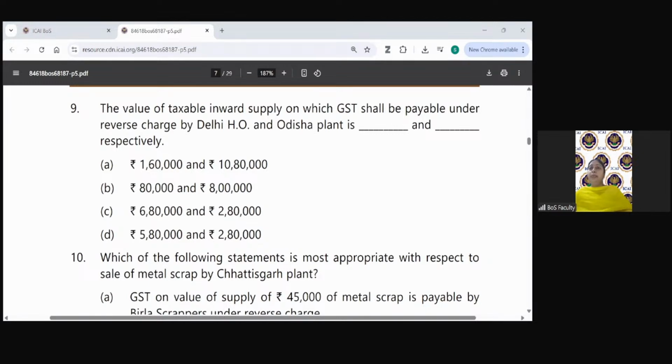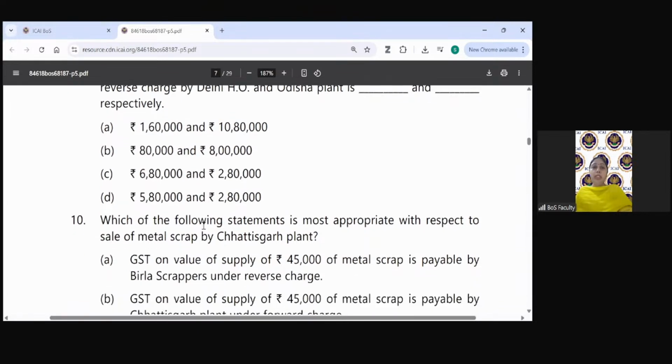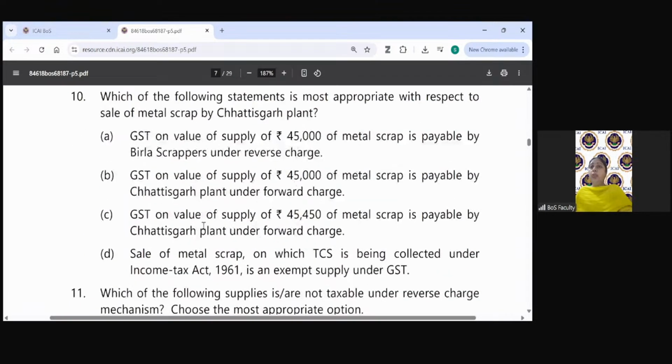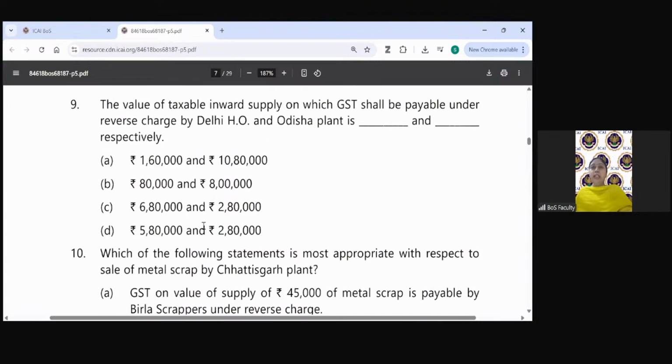Yes. Thank you, Swati, for adding these points. In fact, very informative points. You all have to focus on these points, that information has to be seen clearly and provisions should be known properly. Let us see the next question.